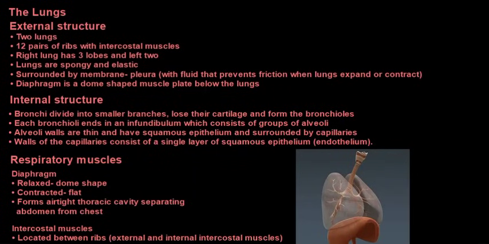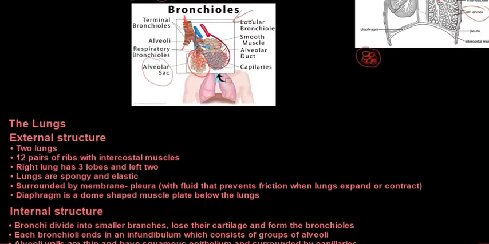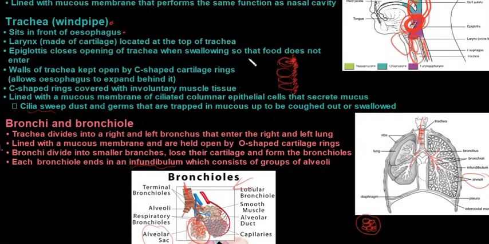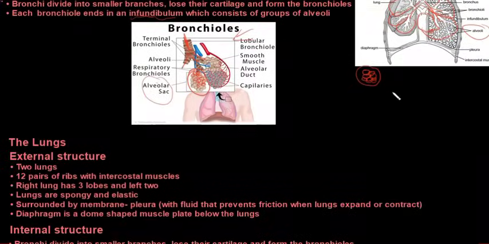Getting to the lungs, the external structure: you've got two lungs, and those lungs are protected by 12 pairs of ribs that have intercostal muscles. The right lung has 3 lobes, and the left lung has 2. And if I go up, you'll see why. The right lung here has 3 lobes, and the left lung will only have 2 lobes. The reason for that is because the heart sits slightly more to the left, so that allows room for the heart to fit in.